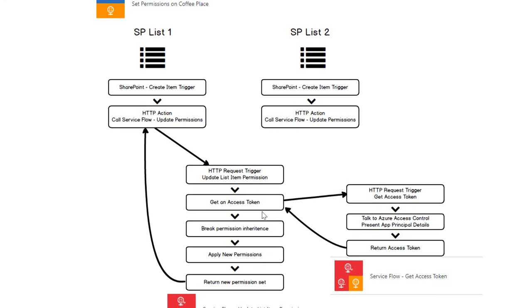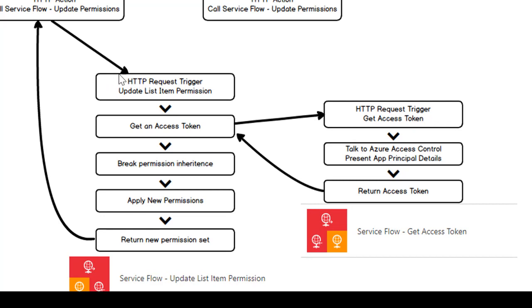But there's actually an extra layer here, because this particular flow, which I've called the update list item permission flow, performs a privileged operation. It has to actually break inheritance and change permissions. Now, to do that, because I am now using an HTTP trigger, it doesn't know who triggered this flow. This is almost running anonymously. So now we have to deal with the authentication to SharePoint.